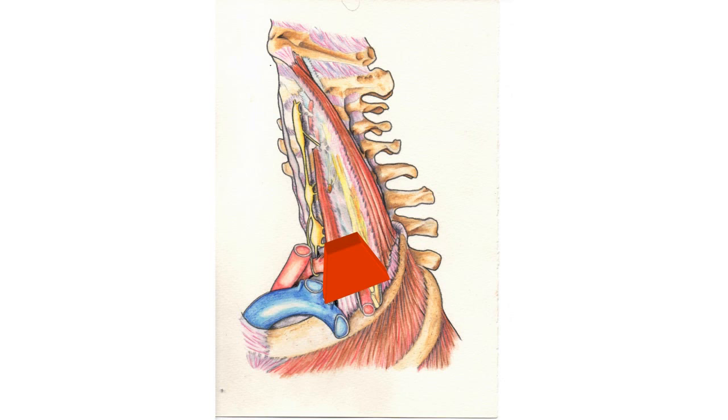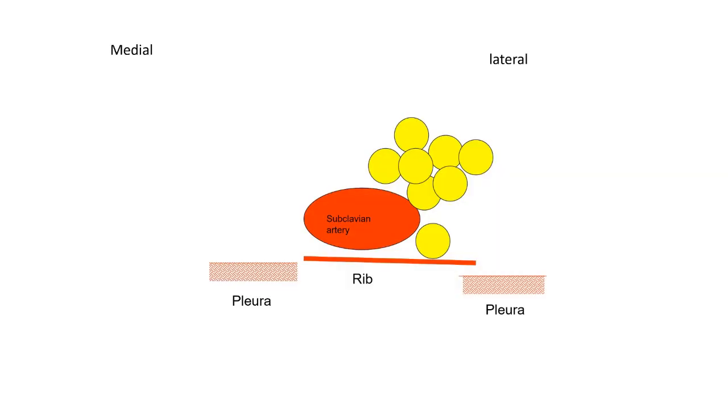The nerves lie posterolateral to the subclavian artery. And this is the picture we are aiming to obtain. So we are aiming to see the subclavian artery lying on top of the first rib with pleura on either side of it, and we're going to see the trunks and divisions of the brachial plexus lying posterolateral to the subclavian artery.